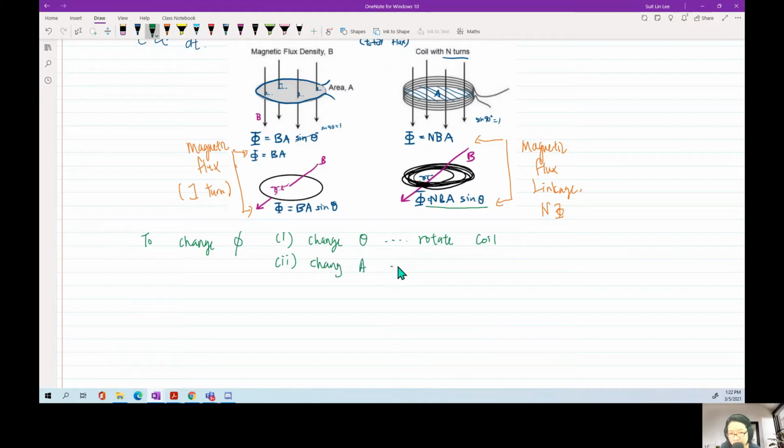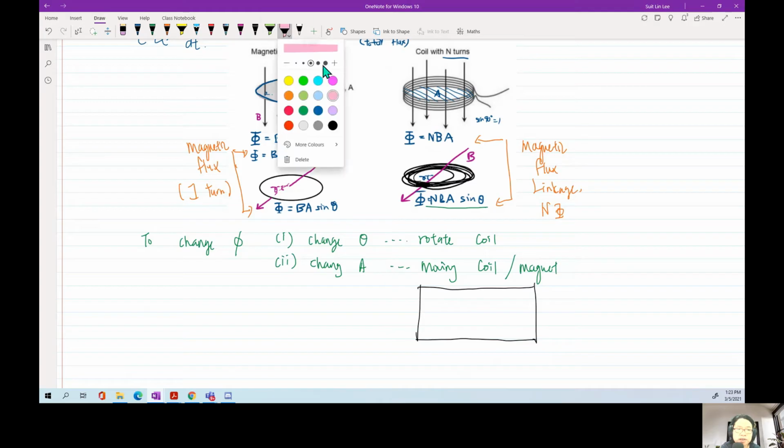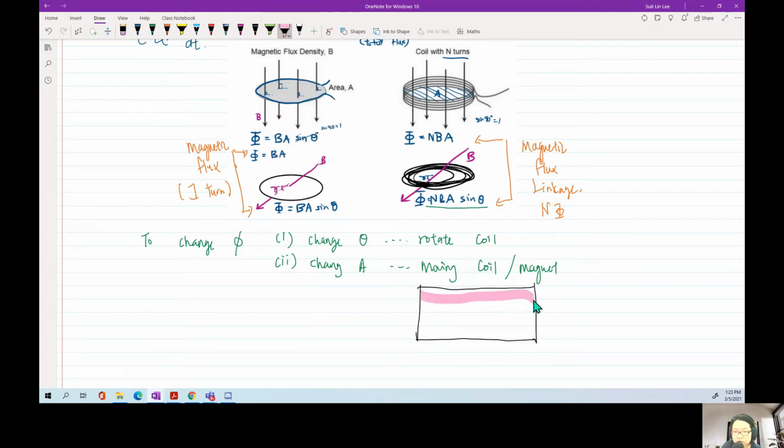We change area by moving either the coil or the magnet like this. I think I've discussed this example with you before, where there is an area with a magnetic field. Maybe this is the area where you have your magnetic field going into or out of the page. It doesn't really matter. Insert the rod. Let's say you have a changing magnetic field.